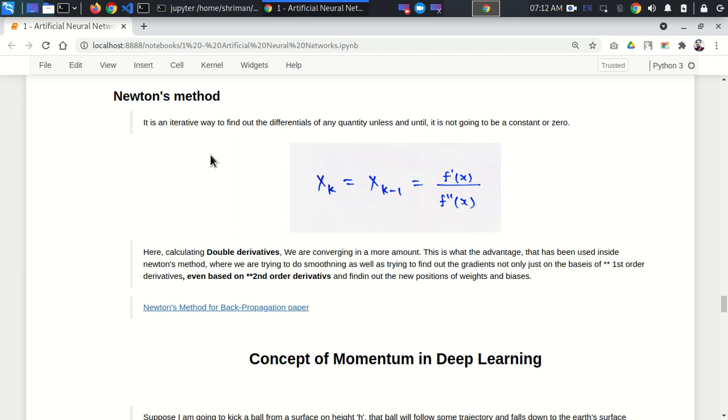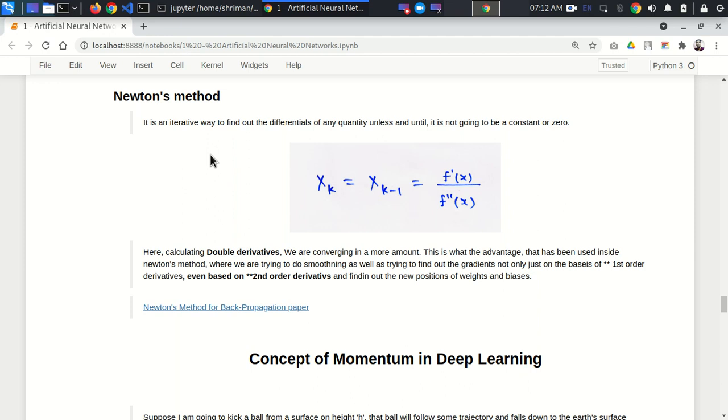But there is a fourth one, which is known as Newton's method, and this has been proposed by Newton, a very famous name in mathematics and physics. Newton is very famous in physics. He gave some laws, Newton's law we study in terms of gravitational pull. So guys, Newton is a very famous man, and he made some contribution in this way, and there is a method that we are going to use inside this optimizer section.